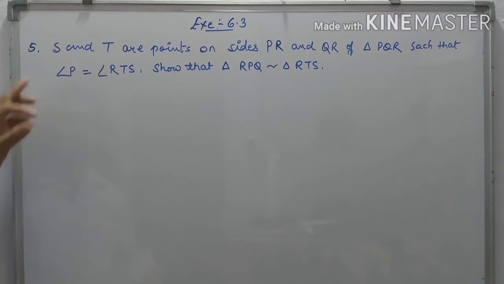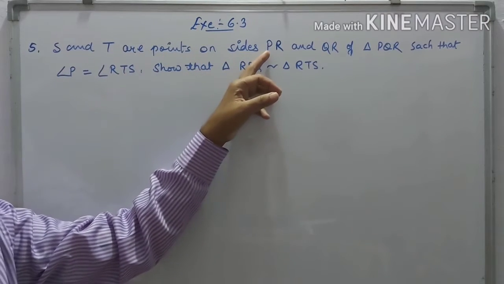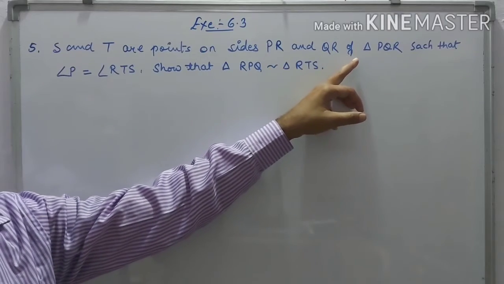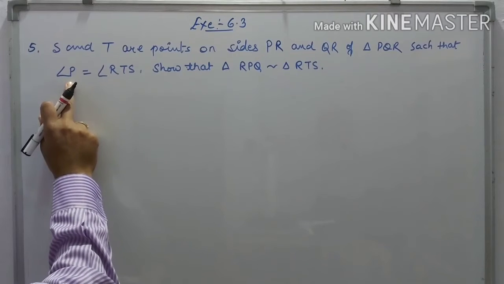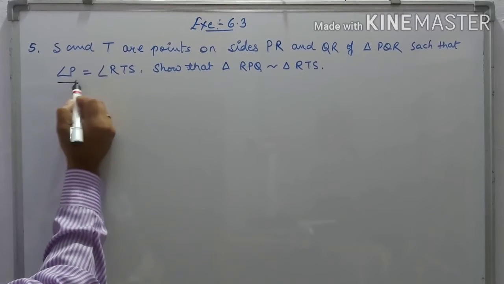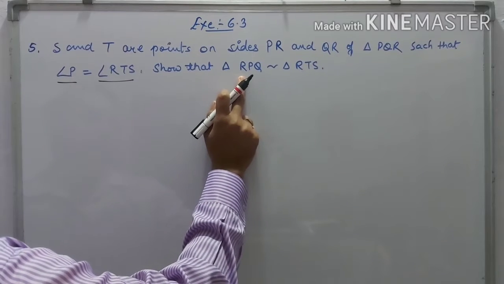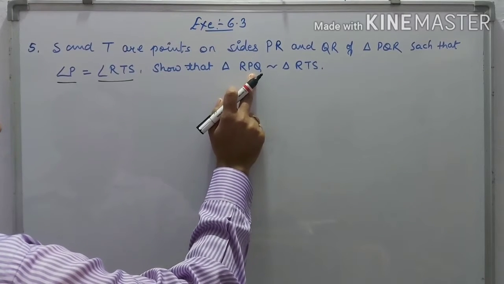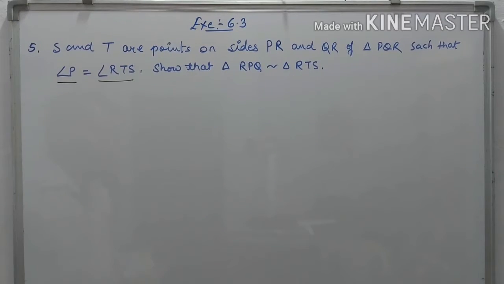Exercise 6.3, question number 5. S and T are points on the sides PR and QR of a triangle PQR, such that angle P and angle RTS are equal. Now show that triangle RPQ and triangle RTS are similar.